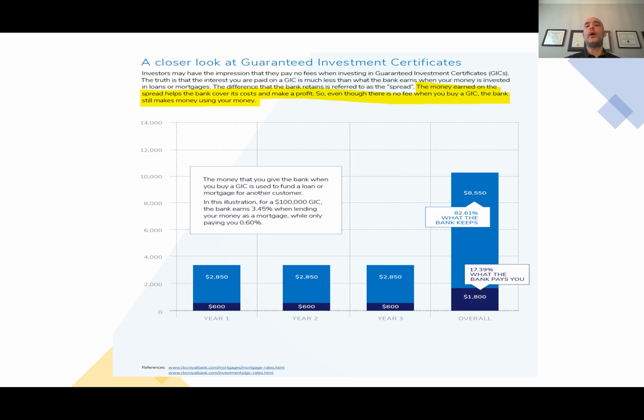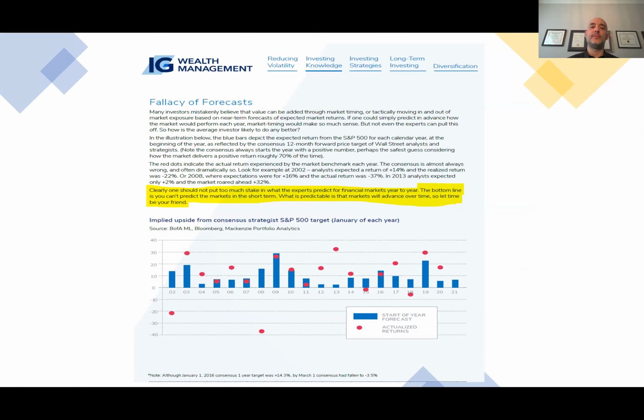But what I wanted to talk to you about today was understanding the inner workings of a GIC and how banks cover their costs and enlarge their profits by charging a spread on the money that you invest into a GIC. And so in some cases, in fact, most cases, that spread, that difference is quite significant. And so the example below talks about a $100,000 GIC where a bank earns about 3.45% when lending the money out as a mortgage, when in fact they're only paying interest of 0.6%. So you can see quite a significant difference.